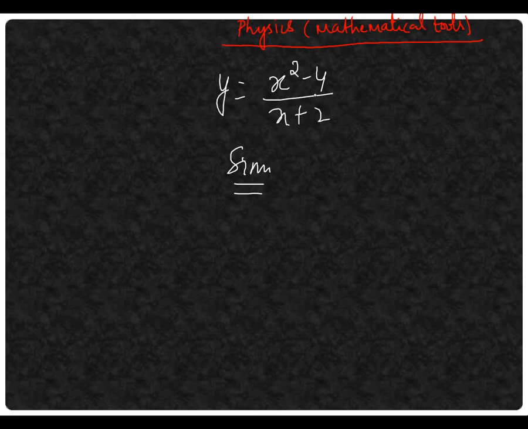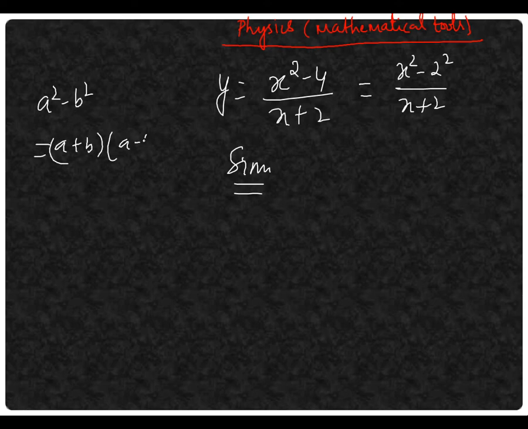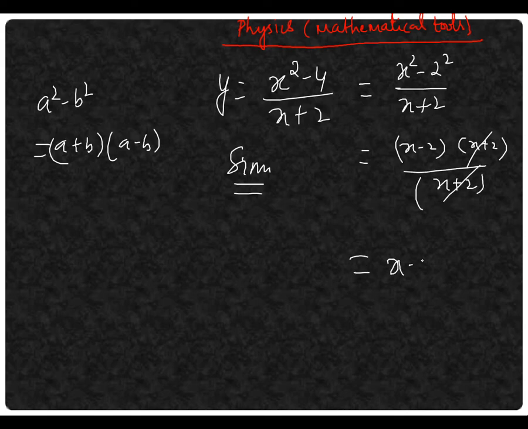Here we have x square minus 2 square upon x plus 2. Now a square minus b square, what is its value? It is a plus b times a minus b. So we can write it as x minus 2 times x plus 2 upon x plus 2. So our answer is x minus 2, and y equals x minus 2.